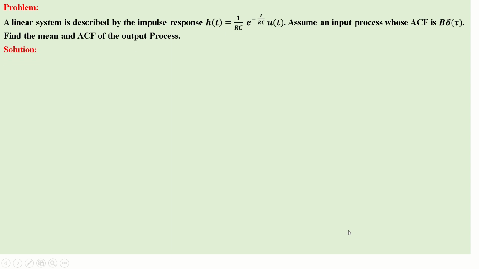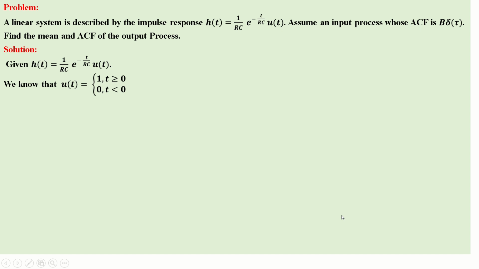Problem. A linear system is described by the impulse response h(t) = (1/RC) e^(-t/RC) u(t). Assume an input process whose ACF is b δ(τ). Find the mean and ACF of the output process.